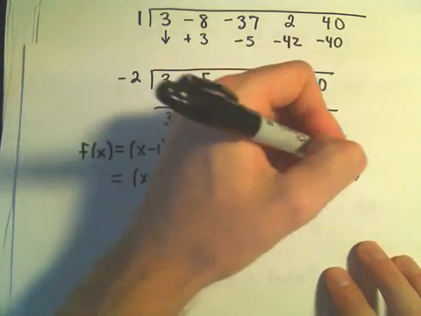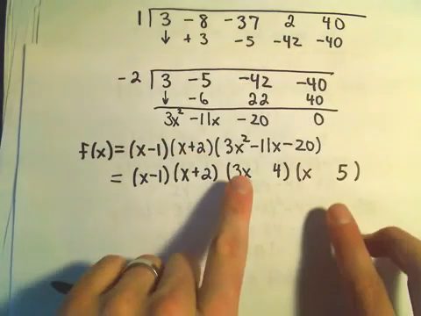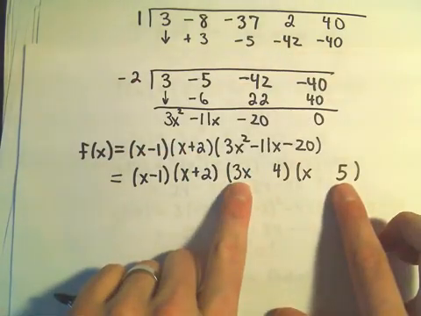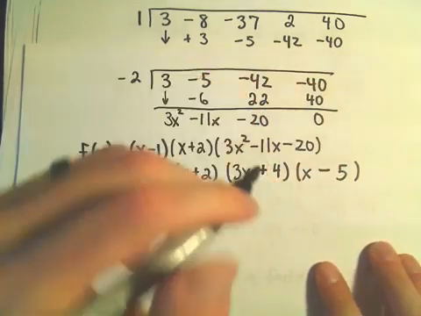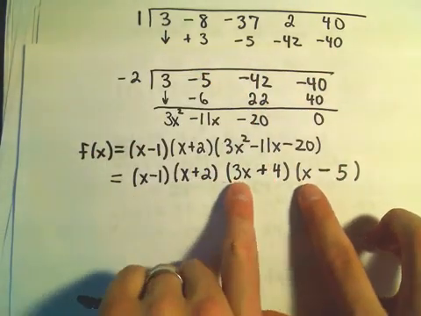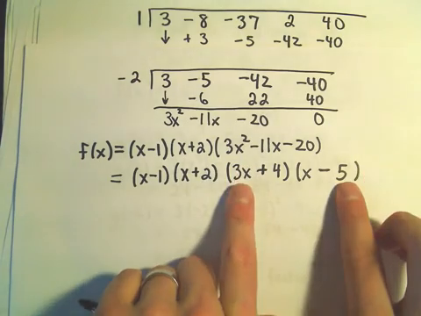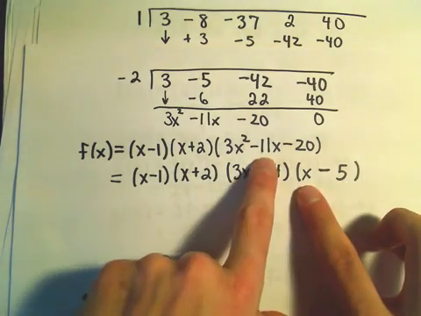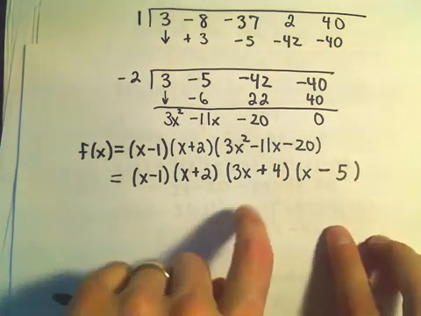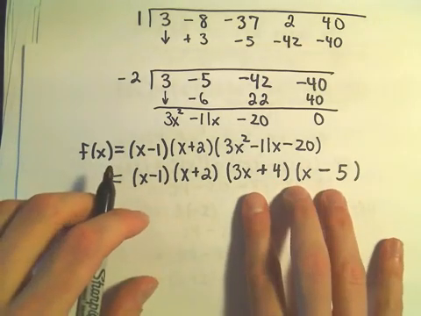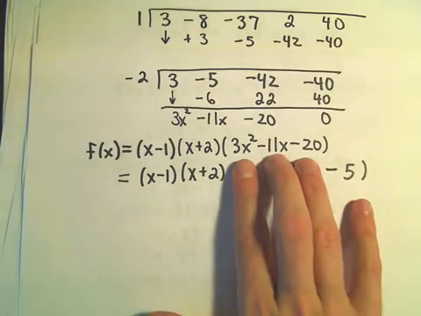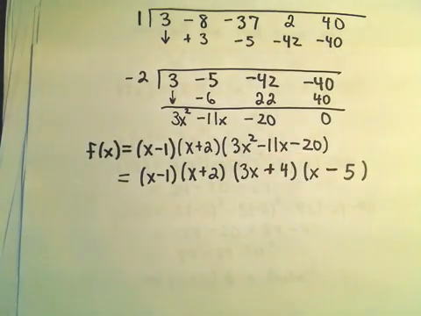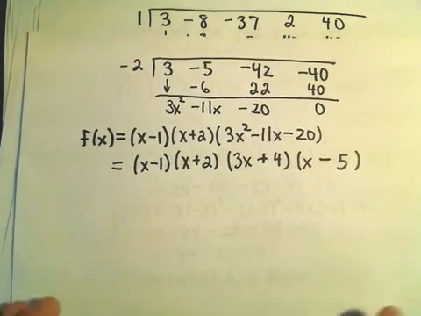Let's see, what if we use 4 here and 5 there, because that'll give me 15 when I multiply. I think we can stick a negative there and a positive there, so let's check. We would get 3x squared minus 15x plus 4x, which would be negative 11x, and then we would get our negative 20. So it looks like to me this 3x plus 4 times x minus 5 is a correct factorization of our quadratic factor. And hallelujah, we have now got it factored.